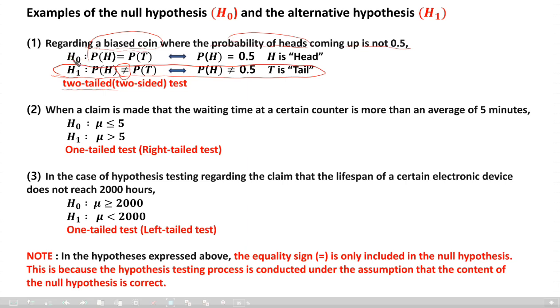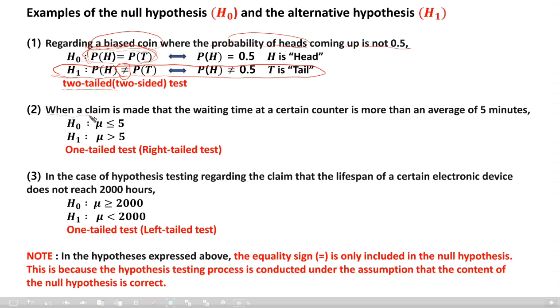The H0 null hypothesis is what? The probability of head and the probability of tail are equal. We know it is for the normal case, for a normal coin.